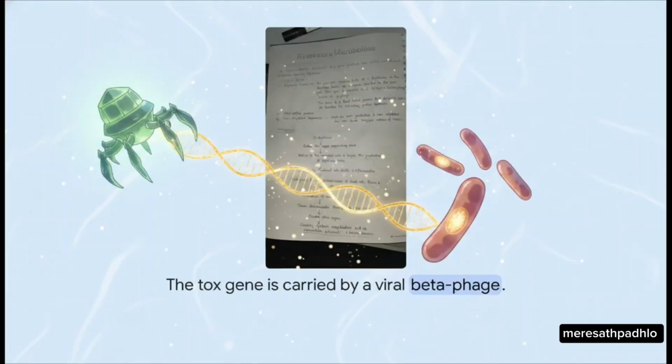But here is the ultimate plot twist. We are looking at a massive biological conspiracy here. The bacterium doesn't naturally possess the genetic code for this toxin. It actually gets the blueprint for this deadly weapon, the tox gene, from a viral accomplice called a betaphage. It's a fascinating example of horizontal gene transfer. A virus effectively arms a bacterium to be deadly.